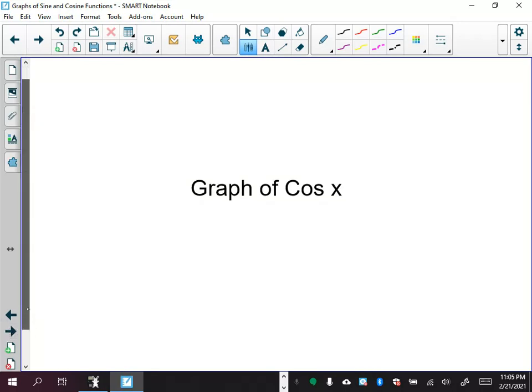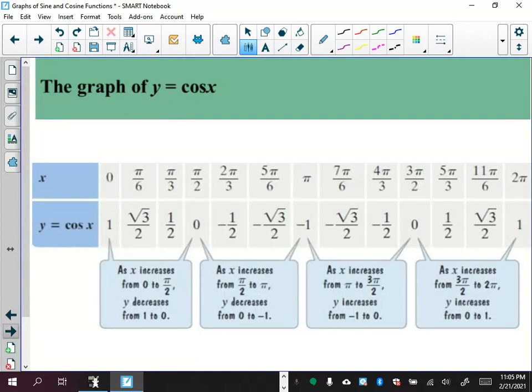So now let's talk about cosine. The beauty of everything that we just talked about in sine is that 95% of it applies to cosine. So there's nothing new to learn. You're going to find the amplitude the same way. You're going to find your period the same way. And then you're going to find your phase shifting the same way. Everything is the same except for the way the graph looks.